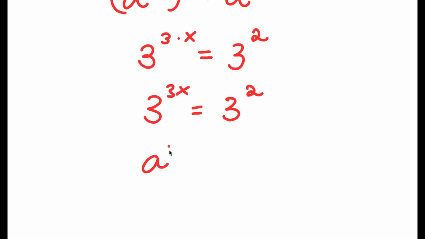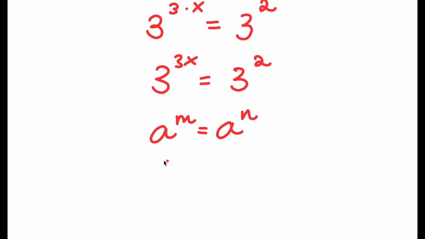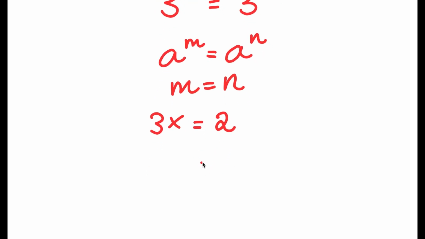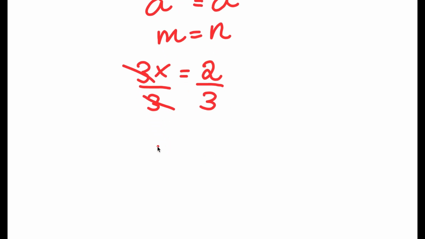Now, if I have something in the form a to the power of m is equal to a to the power of n, this means that m is equal to n. So in this case, this means that 3x is equal to 2. And now if I divide both sides by 3, I get x is equal to 2 over 3.